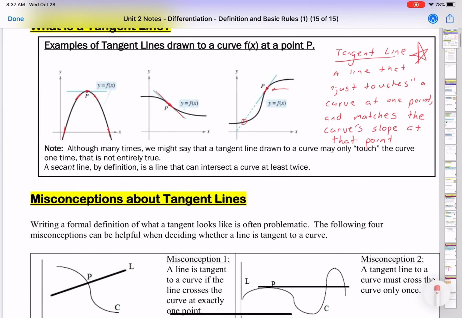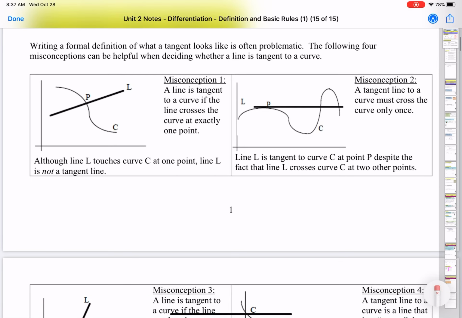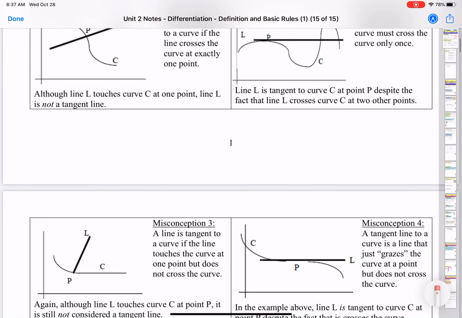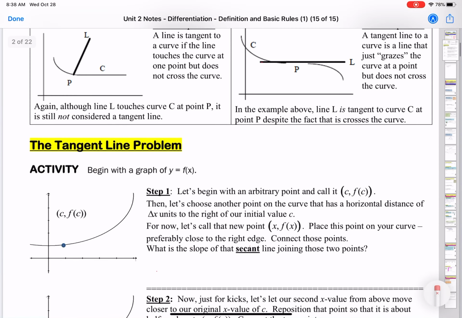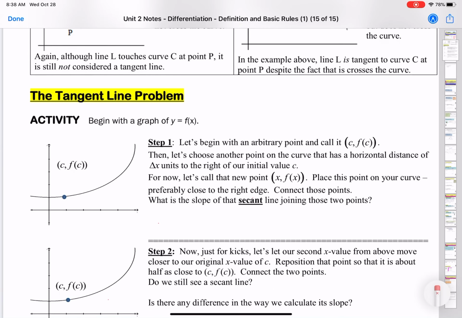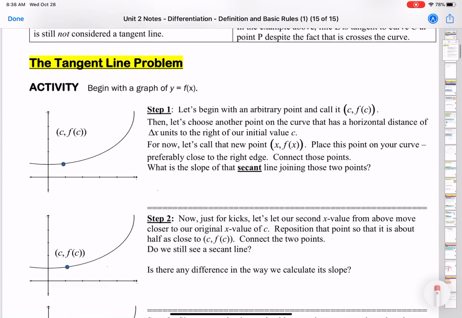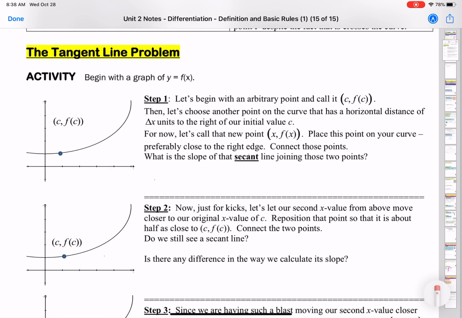So like I said, there's some misconceptions about tangent lines here. If you want to check those out, go for it. But as long as we know that definition we wrote down, we should be pretty good. So I'm going to skip down to the activity here called the tangent line problem. The tangent line problem says begin with this graph y equals f of x, this function. Let's begin with an arbitrary point and call it c, f of c.